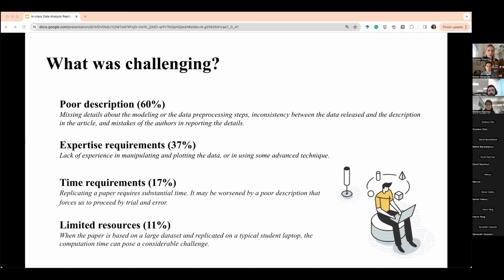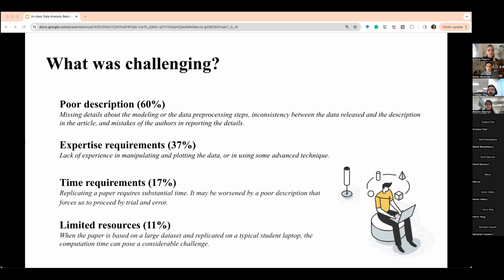Then students also talked about how it was challenging to do the replication because of their own perceived lack of experience in manipulating and plotting the data or in using some advanced technique. This was very interesting because it made us think that there are some ethical concerns to this. It might be that things are really not sufficiently described, but students felt like it was their lack of experience causing the challenges, whereas maybe it was not; it was just that things were not clear.